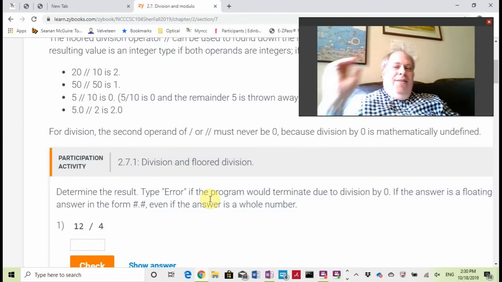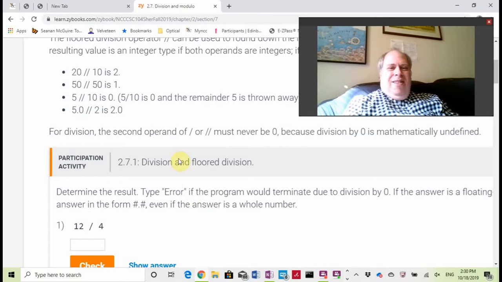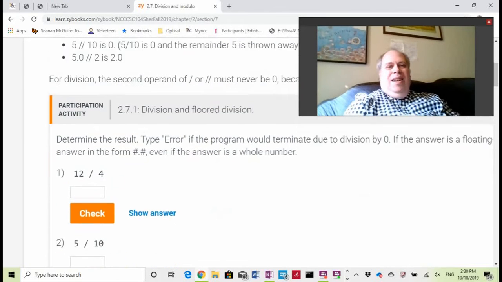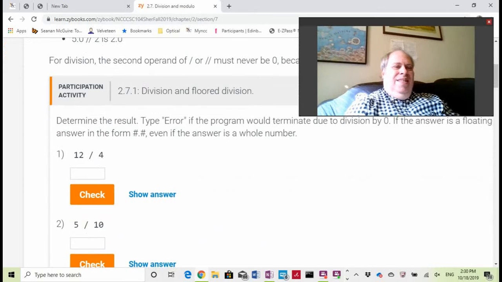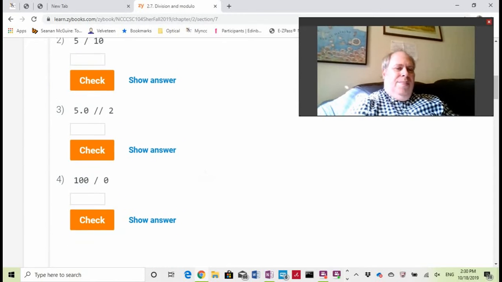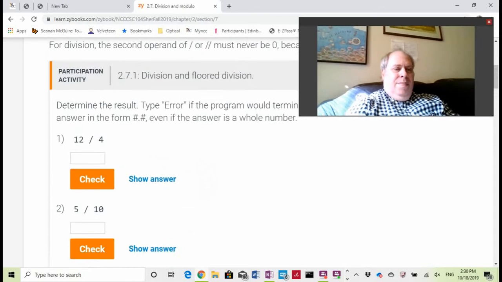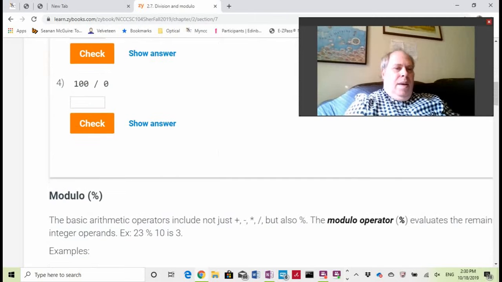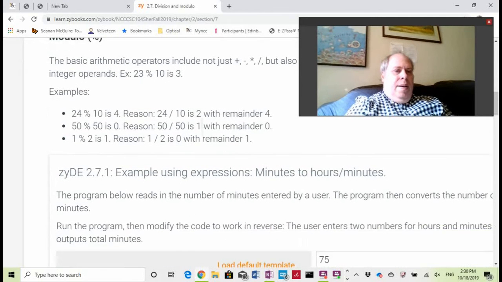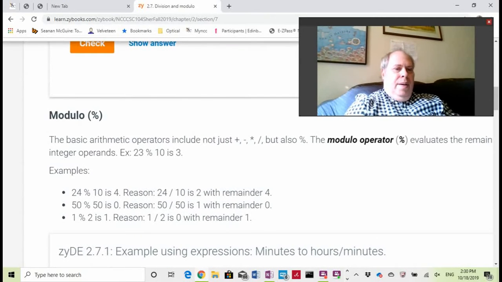You can't divide by 0. All right, I don't need to go over that too much. And so here is the remainder.